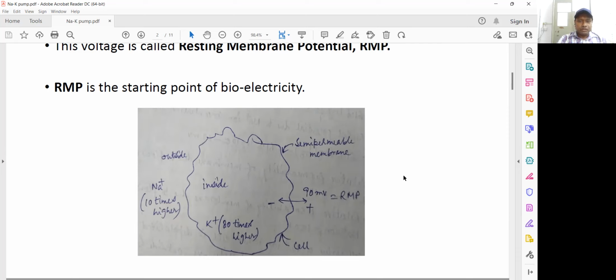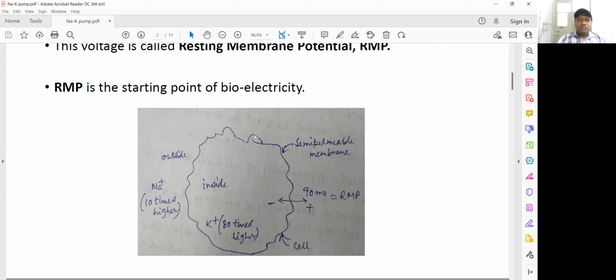Any cell, as you know, is covered by a semi-permeable membrane, a membrane which is semi-permeable in nature. Inside that cell we have some intracellular fluid, and outside the cell we have some extracellular fluid. This is the inside of the cell, we have the intracellular fluid inside, and this is the outside of the cell, the extracellular fluid.